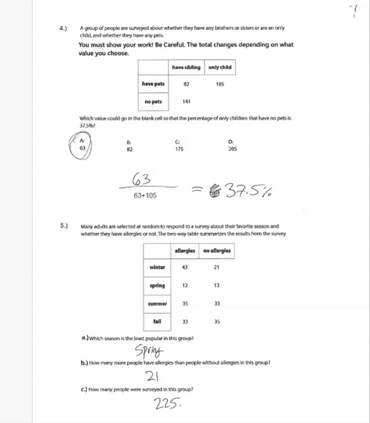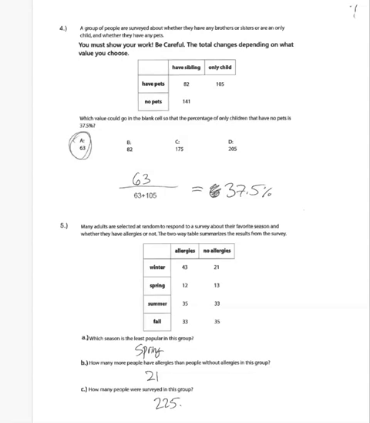And for our last one here, it says many adults are selected at random to respond to a survey about their favorite season and whether they have allergies or not. The two-way table summarizes the results. Which season is the least popular? When we look at this, the least popular, if you add these up, would be spring. Spring is 12 and 13, which is going to be 25. And when you add up the rest of them, you find out that they're all more than that. So spring is the least popular.